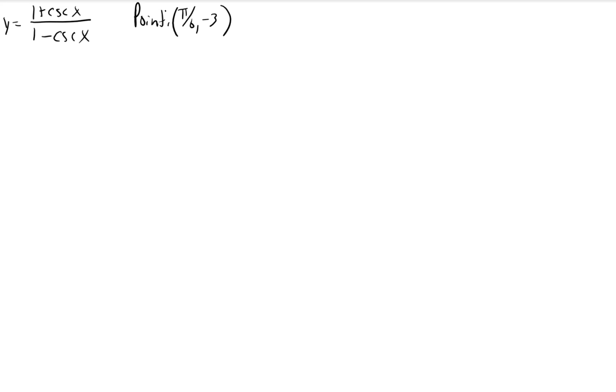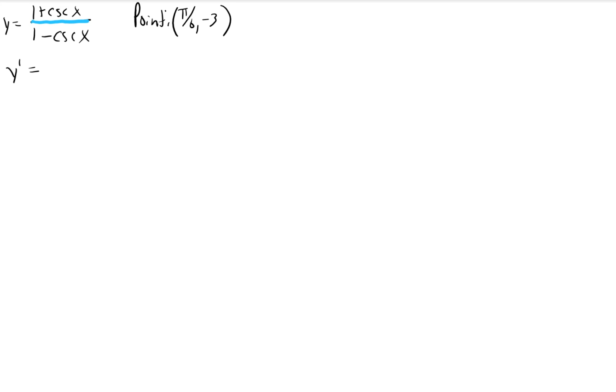We are going to find the derivative at the point pi over 6, negative 3. Alright, so first off, we need to find the derivative of y with respect to x. And since this is 1 plus cosecant of x divided by 1 minus cosecant of x, it tells me I probably need to use the quotient rule. So that's what I'm going to try.